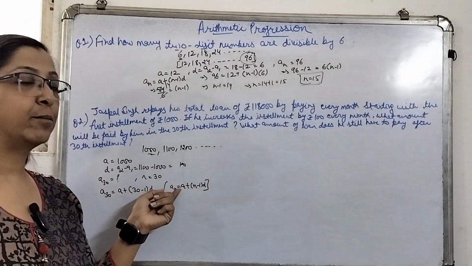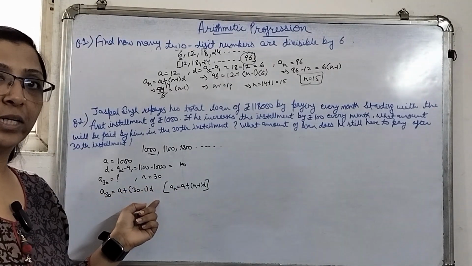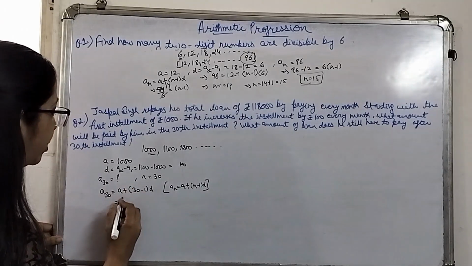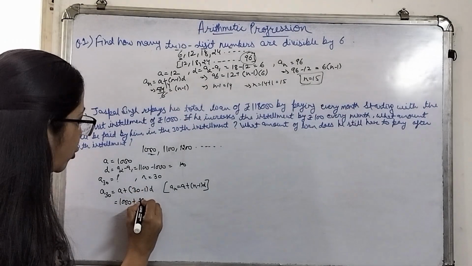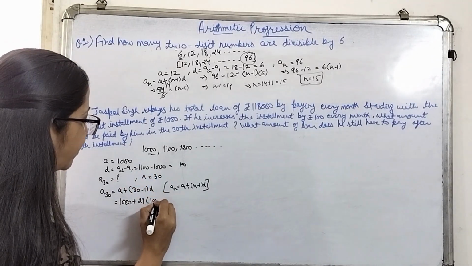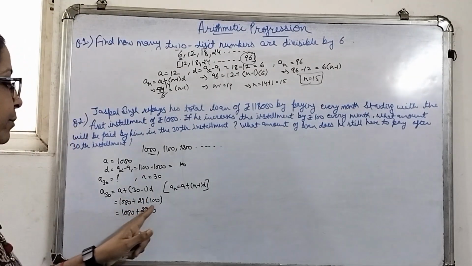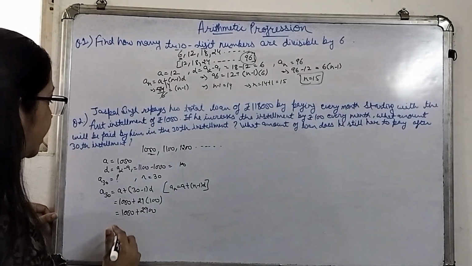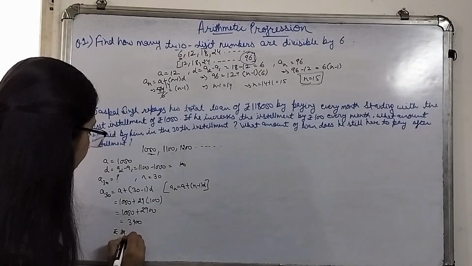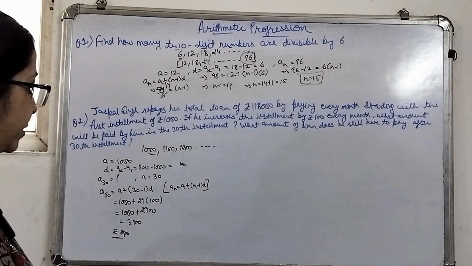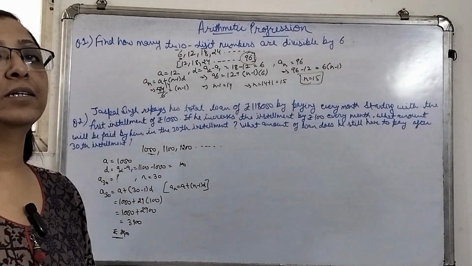If we replace n by 30, A30 will be A plus 30 minus 1 into D. Keeping the values, A is 1000 plus 30 minus 1, which is 29, and the value of D is 100. So it will become 1000 plus 2900, since 29 multiplied by 100 is 2900. So 3900 rupees is what he is going to pay as his 30th installment.